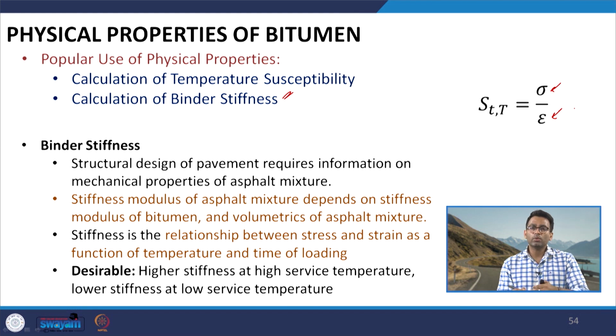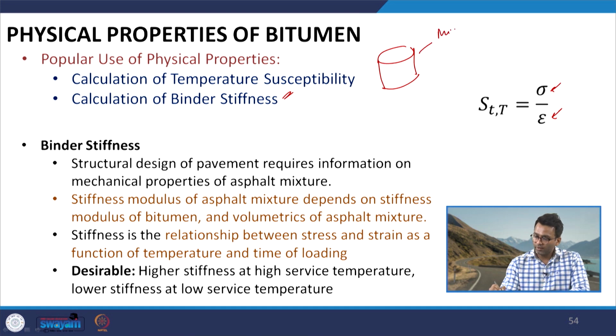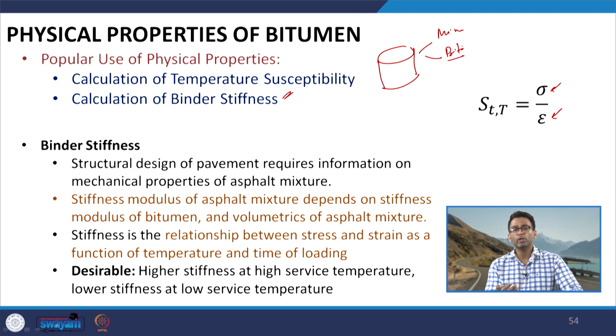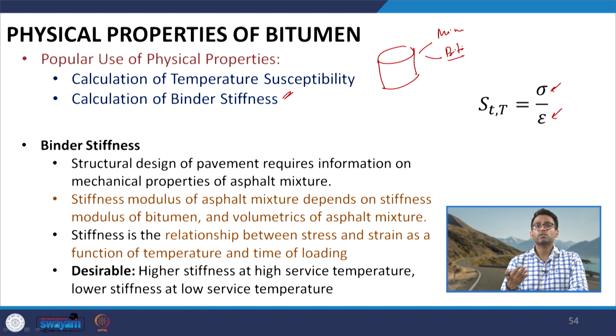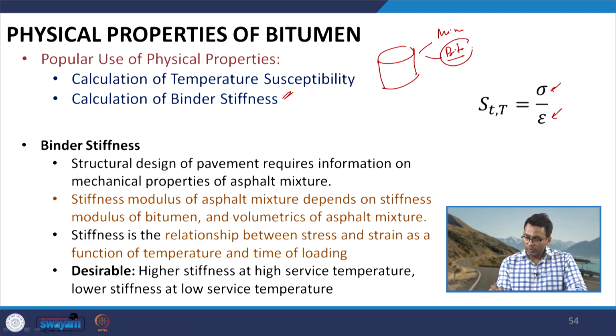So, we are using the term stiffness, which is analogous to elastic modulus, but stiffness here refers to the ratio of stress and strain, which is a function of time and temperature, typical for viscoelastic materials. If you try to imagine an asphalt mixture or a bituminous mixture, what is it composed of? It is composed of mineral aggregates and it is composed of bitumen. And if we see the response of the bituminous mixture to any given loading condition, it is time dependent and temperature dependent, which means it acts like a viscoelastic material. Now, this characteristic of viscoelasticity is actually imparted by the presence of bitumen.